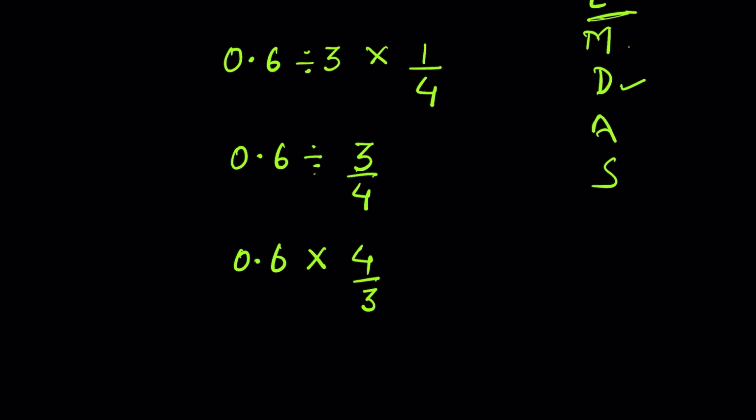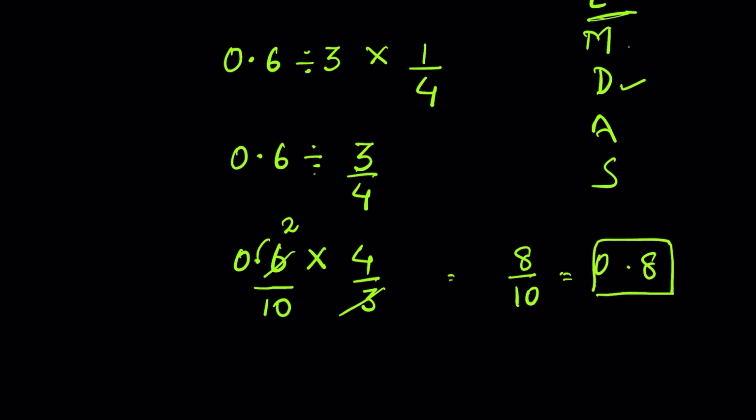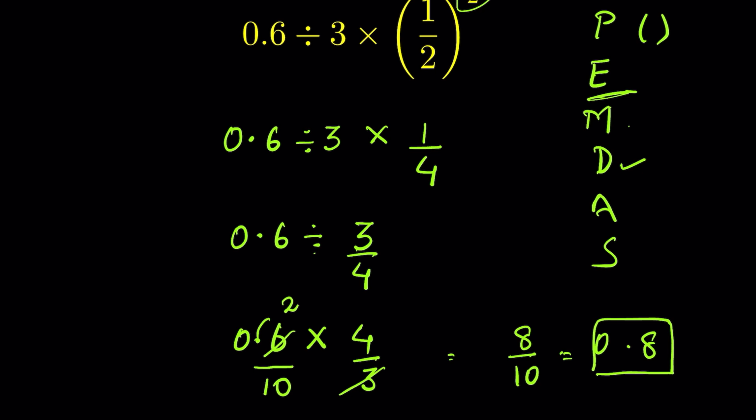Now we can remove the decimal here, so it will be 6/10. Now we can divide 6 by 3. So 3 times 2 is 6, so it is 2 times 4, which is 8/10, or we can write 0.8. So 0.8 will be the answer if we follow just the letters of PEMDAS.